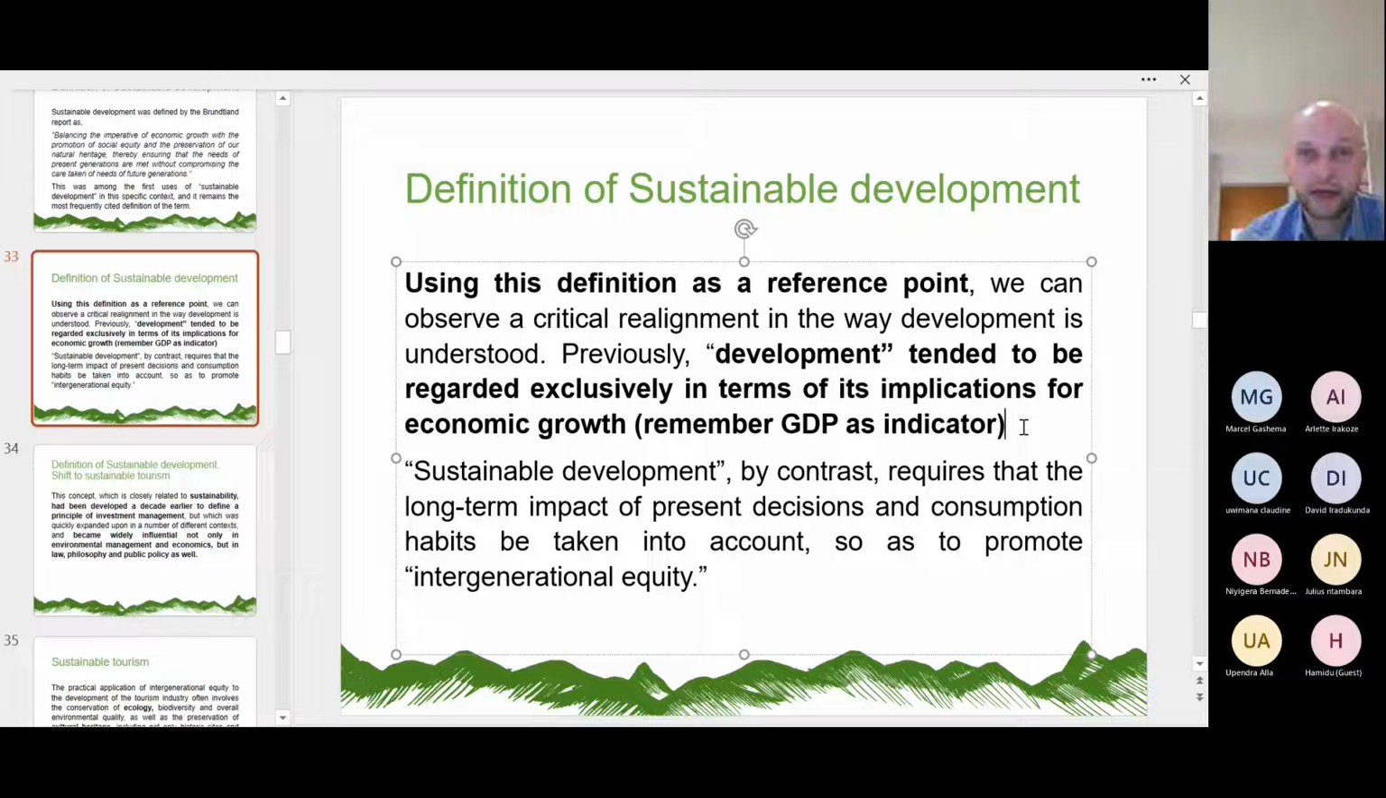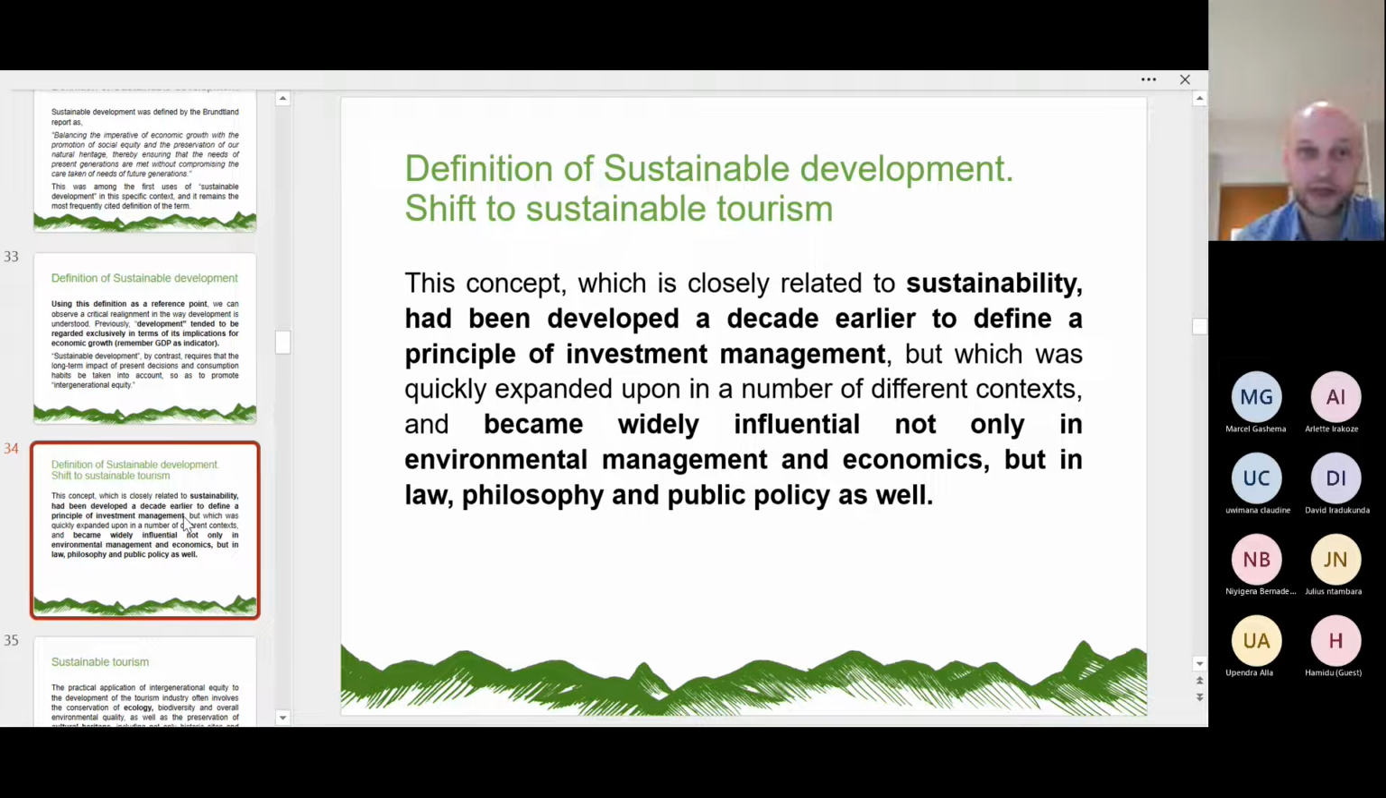So GDP is an indicator that can compare the economic growth among countries, but it tells nothing about the well-being of local people. That's why sustainable development provides new indicators that we can use to compare countries and to measure their well-being, the well-being of the citizens.